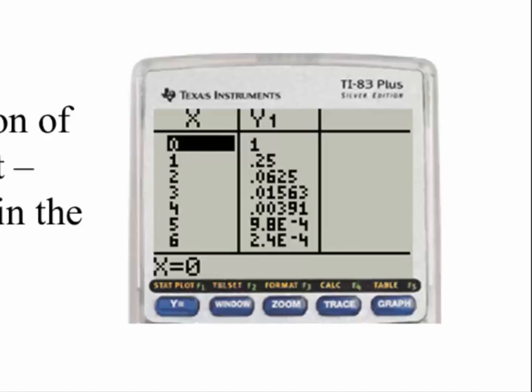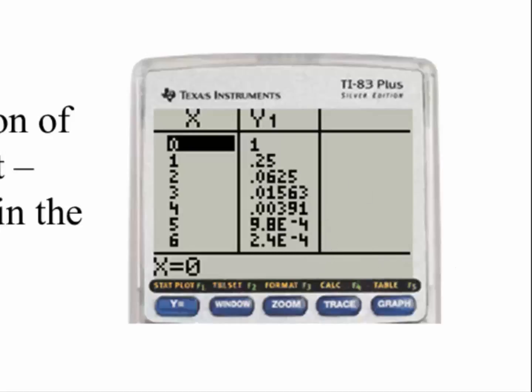Is this an exponential function? Well, there has to be a constant number that's multiplied as x increases by 1. So what number do we multiply by 1 to get 0.25? What number do we multiply by 0.25 to get 0.0625? It may help us to think about these decimals as fractions, and that may help us see the pattern.